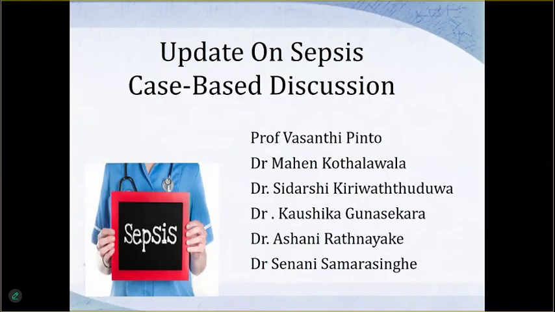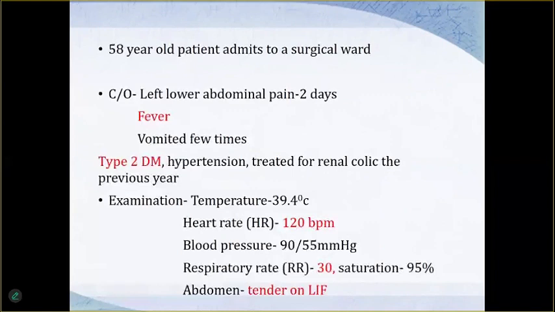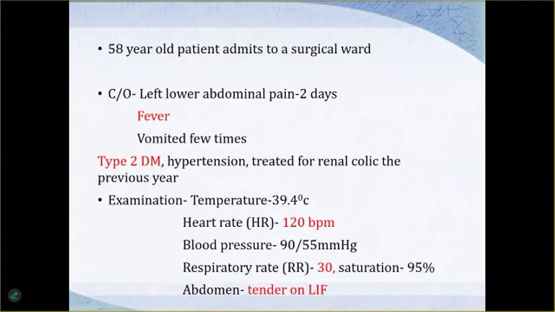Right. Okay. So let me talk about the case. He's a 58-year-old patient admitted to a surgical ward complaining of left lower abdominal pain for 2 days. He has fever and vomited a few times. He is a known patient of type 2 diabetes and hypertension, and was treated for renal colic in the previous year.